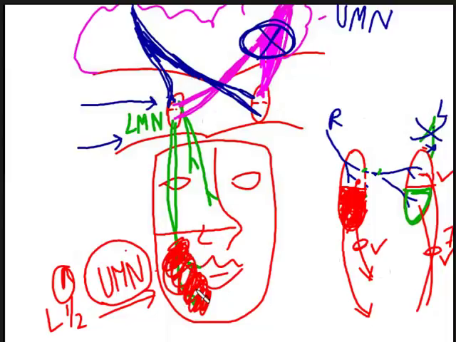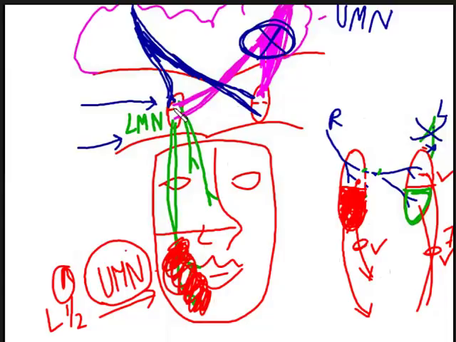The upper half of the face is okay because remember it got a dual supply, because it got not only from the same side, it got from the contralateral. So if the contralateral is gone, the same side remains. So the upper half of the nucleus, which supplies the upper half of the face, is always safe in an upper motor neuron type of lesion because it's got a dual supply. So if one goes, the other one still gets impulses.